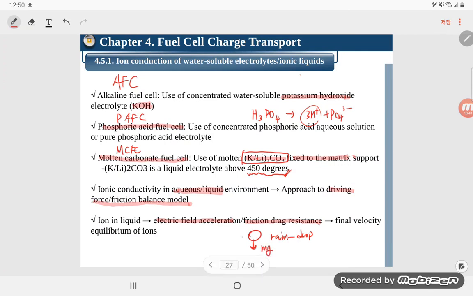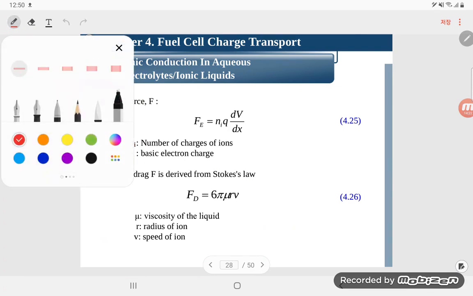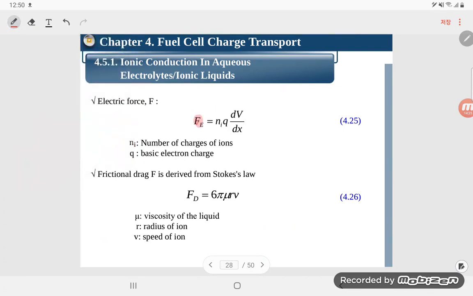But actually, as the velocity V goes over a critical value, then the drag force and the driving force are in an equilibrium state, and the velocity is determined. So this is the same phenomenon. In the liquid form or aqueous form, what is the driving force? The driving force is the electrical force.